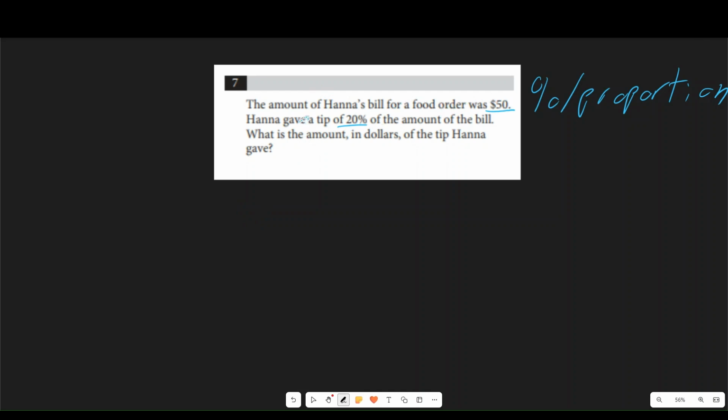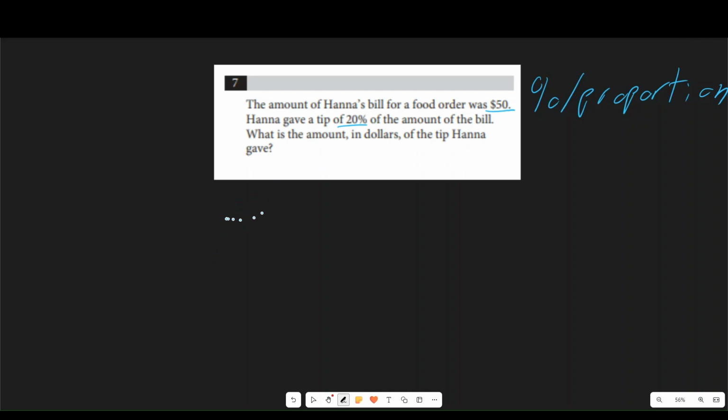Why? Because she gave a tip of 20% of the amount of the bill, right? So that means whatever the bill was, she gave 20% of that. She gave whatever number of dollars equals 20% of the 50. So we just need to figure out what is 20% of the 50.